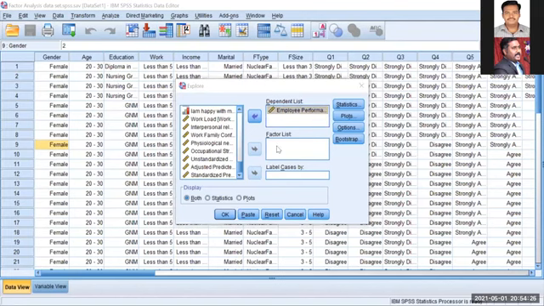Just five more minutes. You can mention a dependent variable, and then you can list all the factors. You can list all of these. These are all variables.